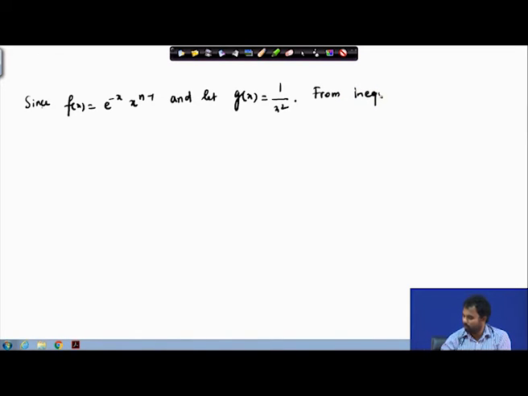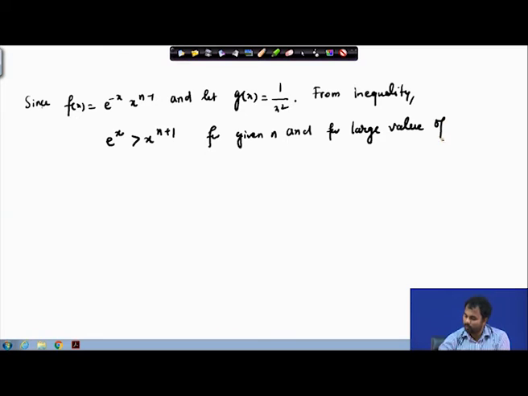Now, from our basic knowledge of inequalities, I can write e to the power x is greater than x to the power n plus 1 for given n and for large values of x. Now, this can be written as e to the power minus x is less than x to the power minus n minus 1.